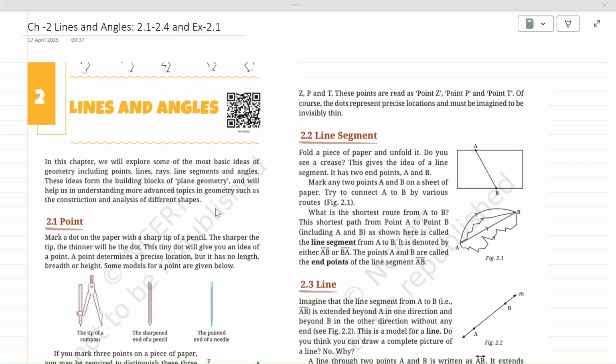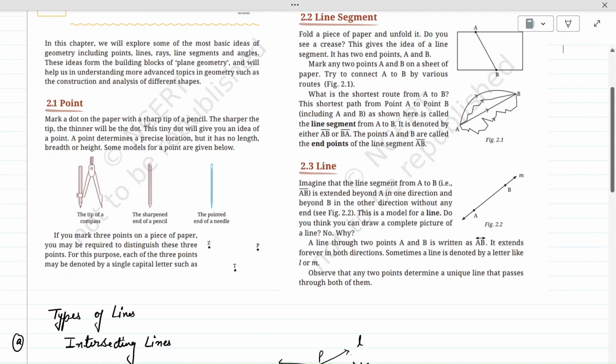So let's begin with the next point here. The first thing, 2.1, is the point. So what is a point? A point is nothing but a mark of any position. I'm drawing here with the red color. This is a point, and this point has no length, no height, no width. It is just used to mark a position, and we also denote it by a name.